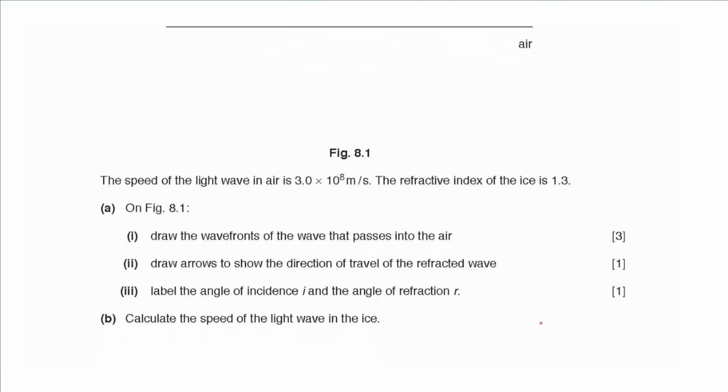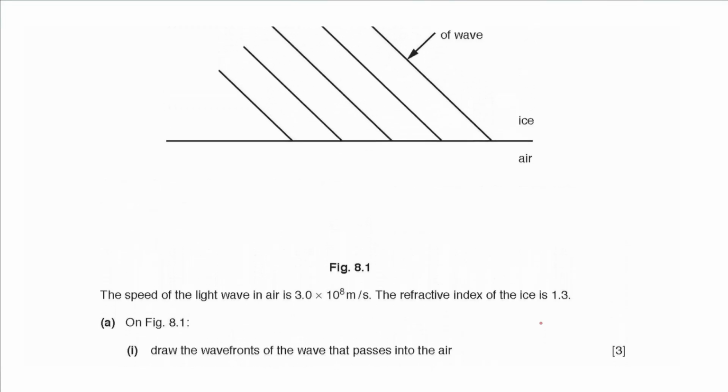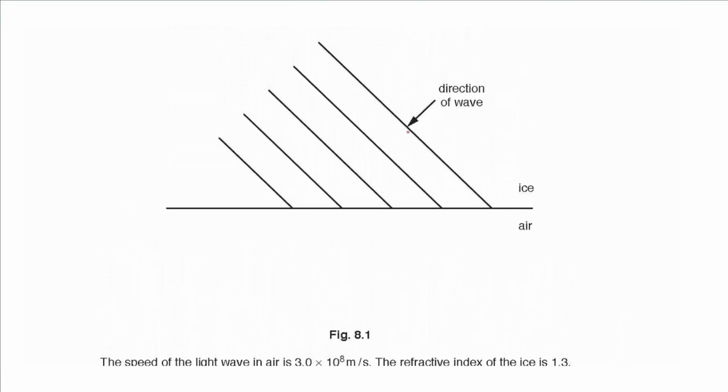On figure 8.1, first draw the wavefronts of the wave that passes into the air, then draw arrows to show the direction of travel of the refracted wave, and label the angle of incidence I and angle of refraction R. So for the drawing here, we have an arrow representing the direction before the boundary. We can continue this line until it hits the boundary between ice and air.